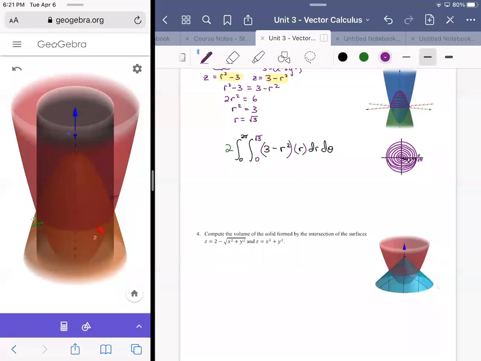And I think most people agree that the challenge really isn't the actual integrating, especially for a problem like this. It's more so coming up with the double integral that gets the job done. Right.